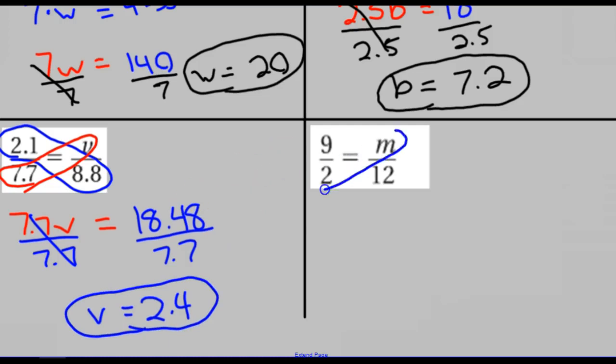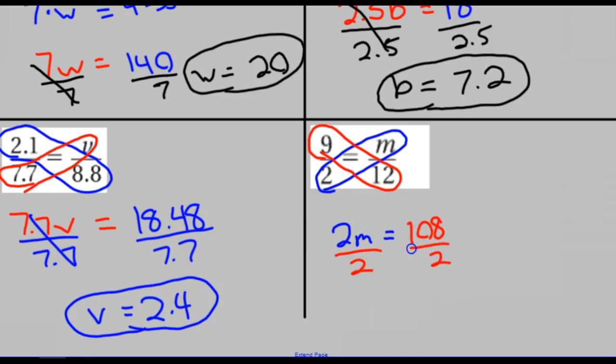Here 2 times m and 9 times 12. So 2m equals 9 times 12, which gives us 108. Divide by 2, divide by 2, m equals 54.